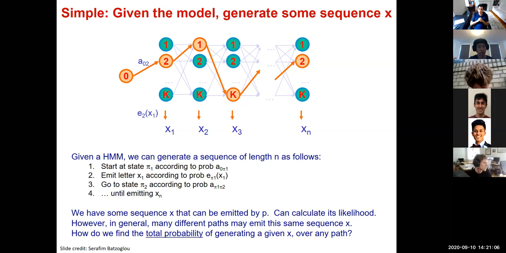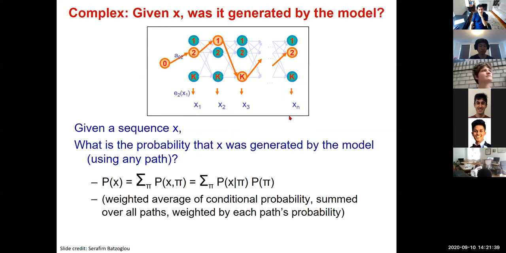And there are 2 to the n possible paths. So every one of these paths has some small probability. And the best path, the best parse of my sequence, captures a tiny fraction of that total sum probability over all paths. So what I would like to do is not just simply take the best path, but the sum over all possible paths. Okay? So how do I do that?